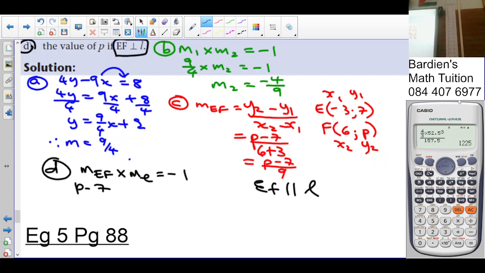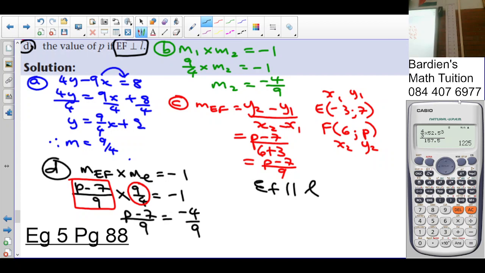P minus 7 over 9 times 9 over 4 equals negative 1. So I'm going to work and get this on its own first. How do I do that? I divide both sides by 9 over 4. Can you see that? That means you say P minus 7 over 9 is equal to negative 4 over 9. So what do I do now?